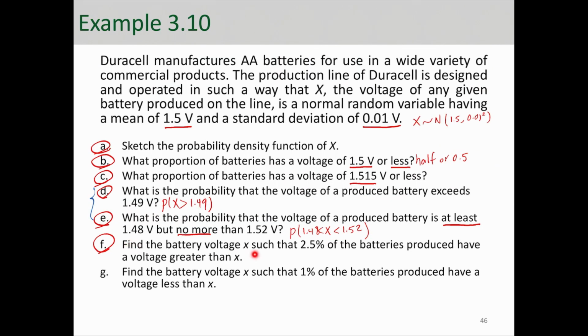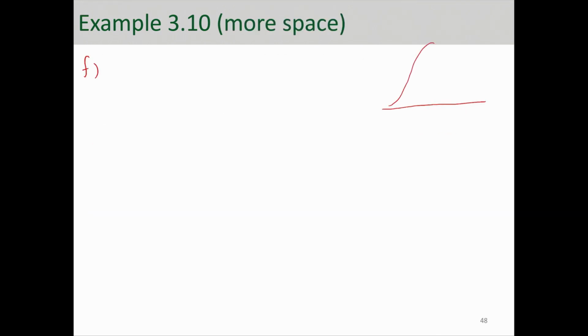Find the battery voltage X such that 2.5% of the batteries produced have a voltage greater than that. So at what voltage do about 2.5% of the batteries have larger voltage than that? Let's put that on a graph, on a normal distribution graph. If this is the distribution of voltage, there is a voltage here, we call it X, that only 2.5% of the batteries have larger voltage than. So what is that X?